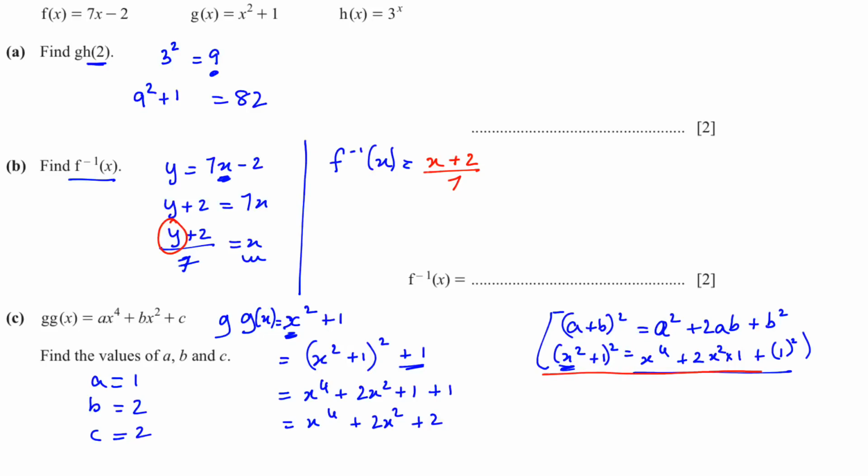If you find this difficult to memorize, then we will just multiply normally and expand the bracket. So x squared multiplied by x squared, we add the powers, x to the power of 4. Then x squared multiplied by 1 is x squared, and 1 multiplied by x squared, and 1 multiplied by 1, 1. So we will have x to the power of 4 plus 2x squared plus 1.